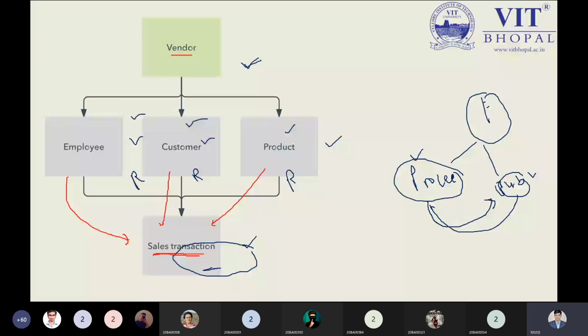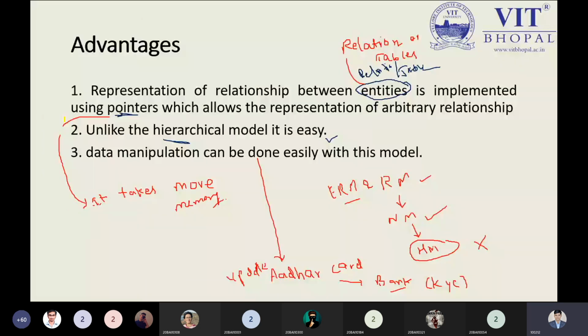When we're talking about the advantages of the network model, the representation of relationships between entities, or the relation or table, is implemented using pointers only. As I told you many times, two tables, two records, are connected by pointers only in the network model, which allows the representation of arbitrary relationships. Unlike the hierarchical model, it is much easier, and data manipulation can be done easily with this model.